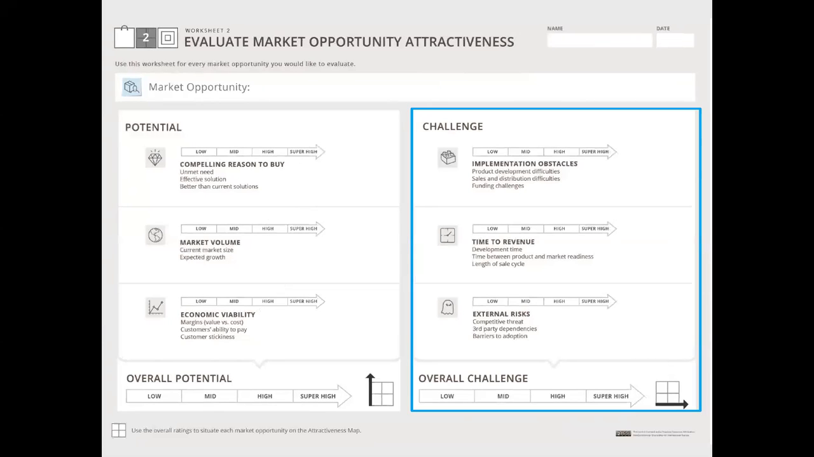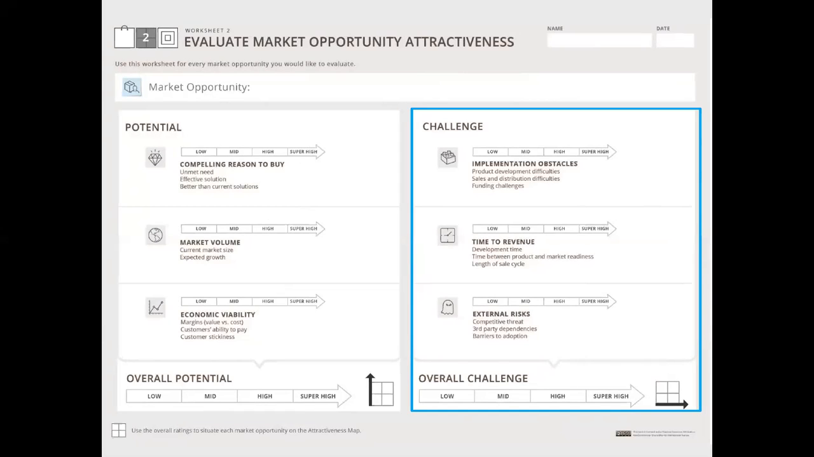Next, we can look at the right side of worksheet 2 to evaluate the challenge of a specific market opportunity. Again, the process is the same. We walk through each factor separately, and then we combine it to rate the overall challenge. Let's walk through the factors then.